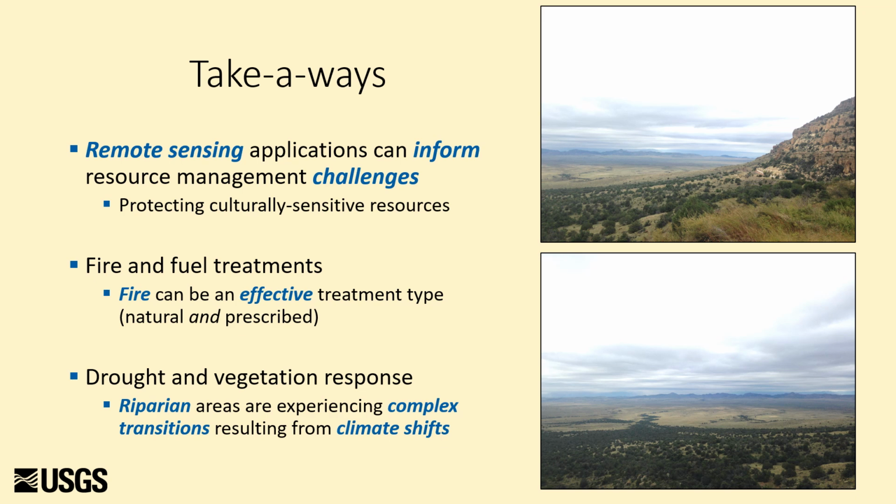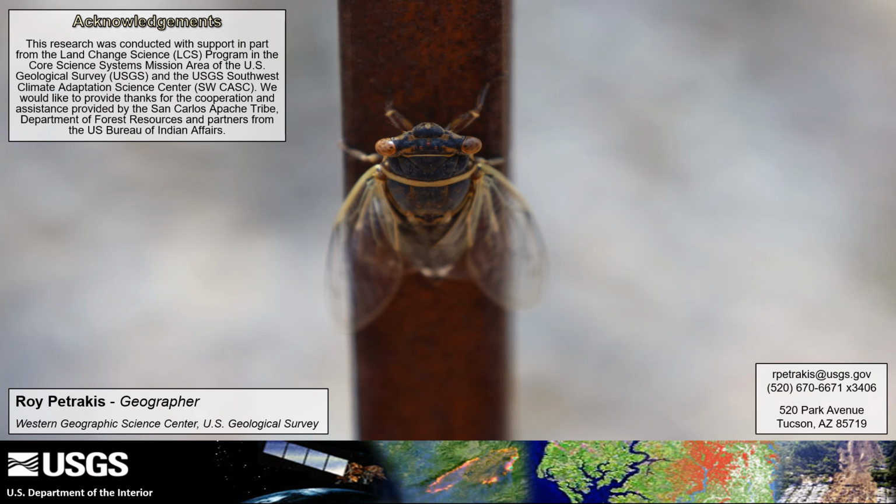And then for drought and vegetation response, riparian areas are experiencing complex transitions resulting from climate shifts. And remote sensing is able to visualize this in different ways. So we're excited to see the results ultimately from that project over time and see what we can learn from that.